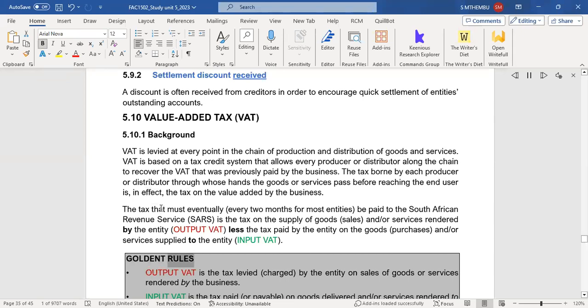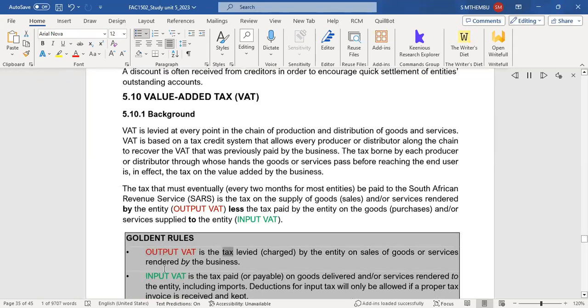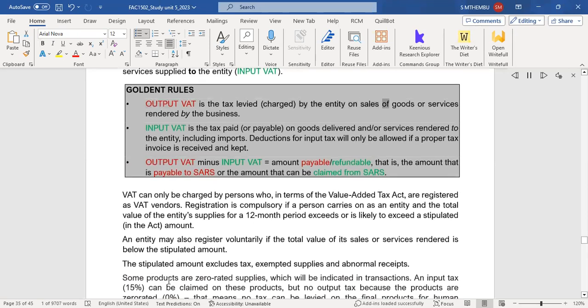Golden Rules. Output VAT is the tax levied, charged, by the entity on sales of goods or services rendered by the business. Input VAT is the tax paid, or payable, on goods delivered and/or services rendered to the entity, including imports. Deductions for input tax will only be allowed if a proper tax invoice is received and kept. Output VAT minus input VAT equals amount payable/refundable, that is, the amount that is payable to SARS or the amount that can be claimed from SARS.